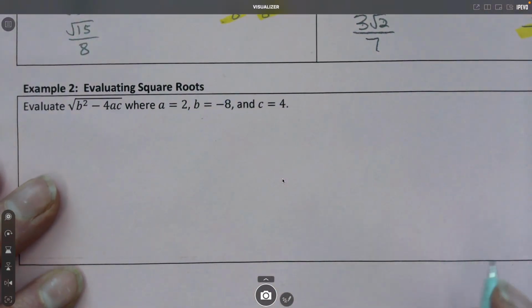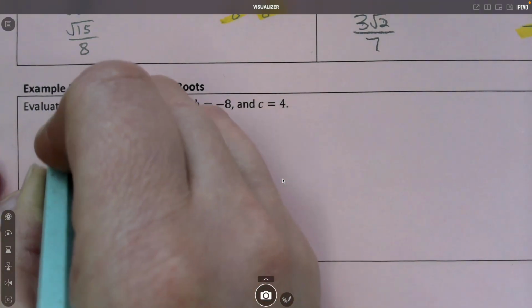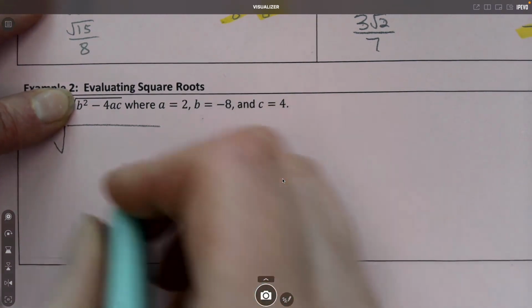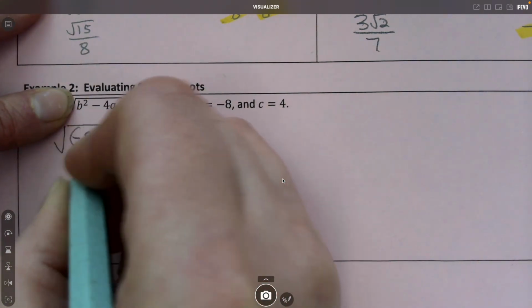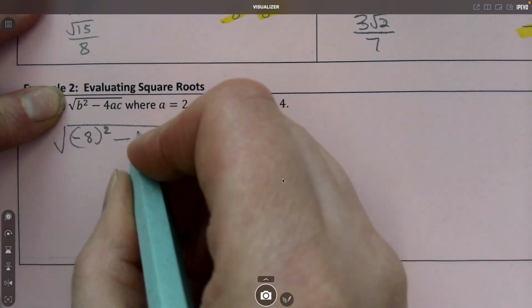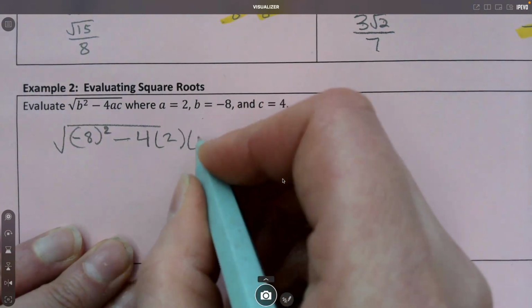So on this problem, I am evaluating a square root, and I'm given a bunch of numbers. So this says square root of, okay, we'll substitute everything in, b squared. Well, b is negative 8. Make sure you put your negative 8 in parentheses because I need to square all of it, the negative and the 8, minus 4 times a is 2, and c is 4.